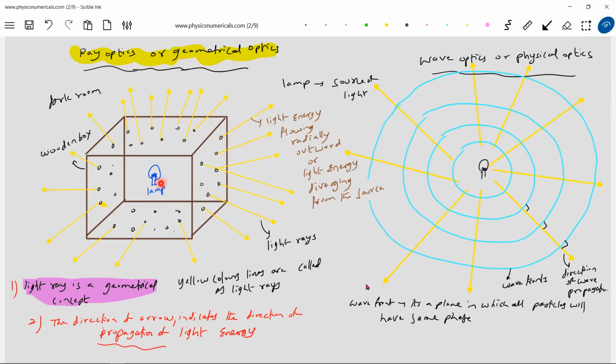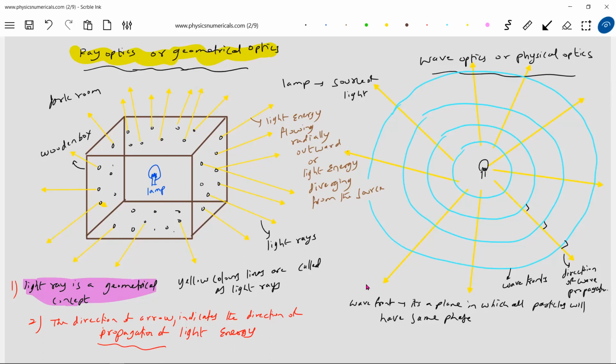So now I'll switch on the lamp. If I ask you how the light energy flows, just draw some arrows. So what is this arrow? This is a geometrical line. So here, the light ray is a geometrical concept that I'm going to introduce. What is the advantage of this?